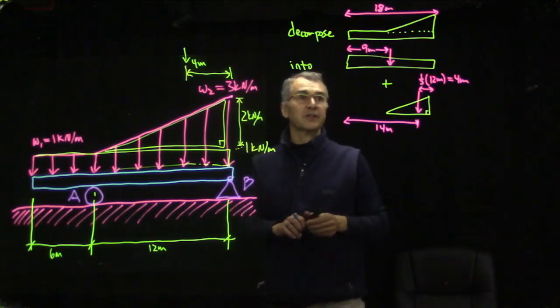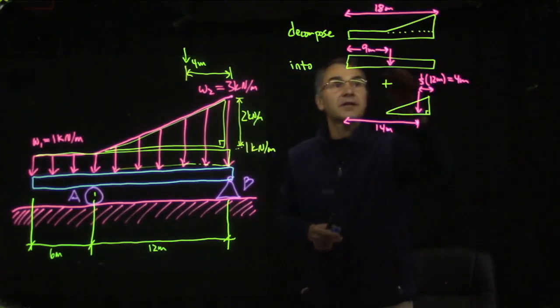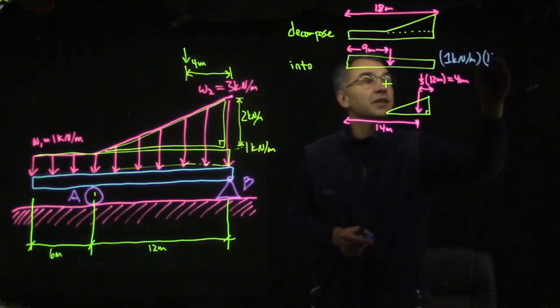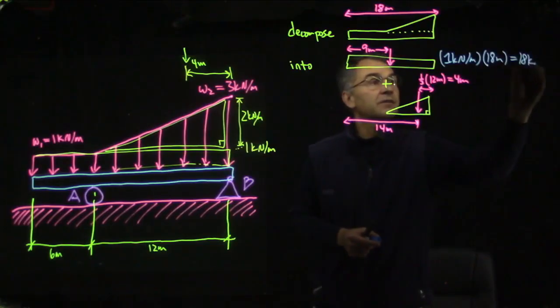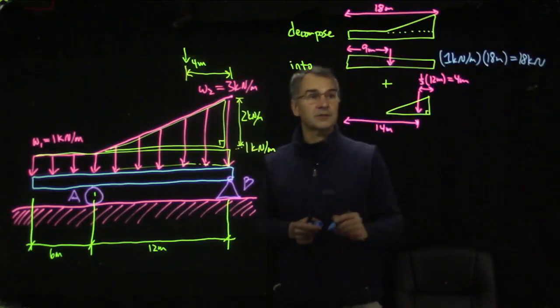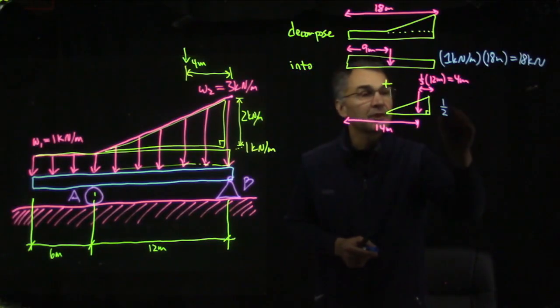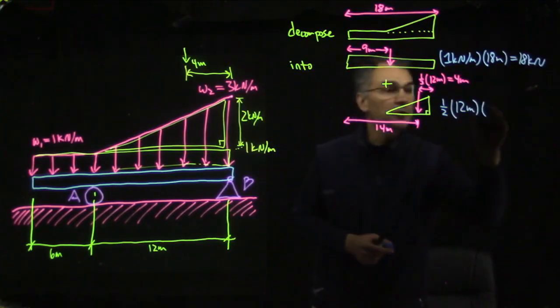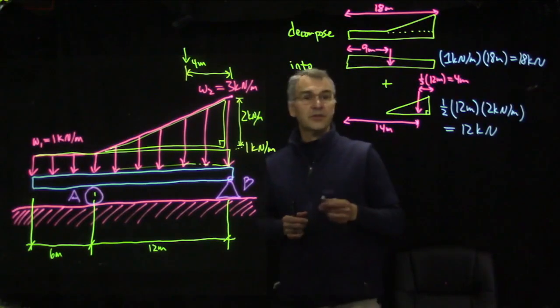Let's also figure out the areas under the curve. So the area of this rectangle is 1 kilonewton per meter times 18 meters, which is 18 kilonewtons. And then the area of this triangle is 1/2 times the base times the height. So that's 1/2 times 12 meters times 2 kilonewtons per meter. So that's 12 kilonewtons total. I think we could check that another way.